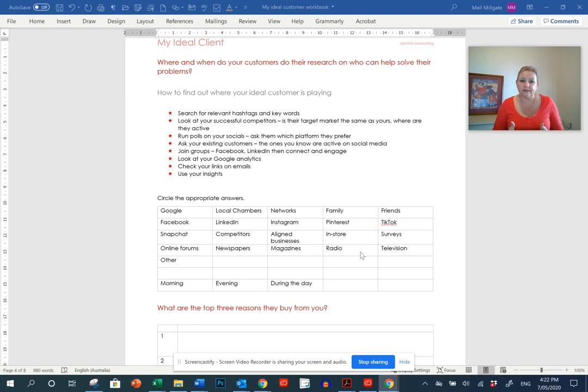So there you go. That's your next exercise: to go and do some research and find out where your ideal customer is playing. Good luck.